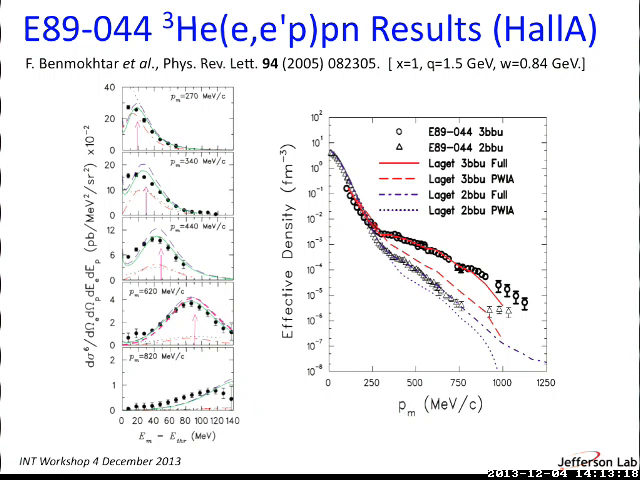What this has allowed me to do is put the two-body breakup, so helium-3 (e,e'p) goes to a deuteron. This is a momentum distribution. And helium-3 (e,e'p)pn.